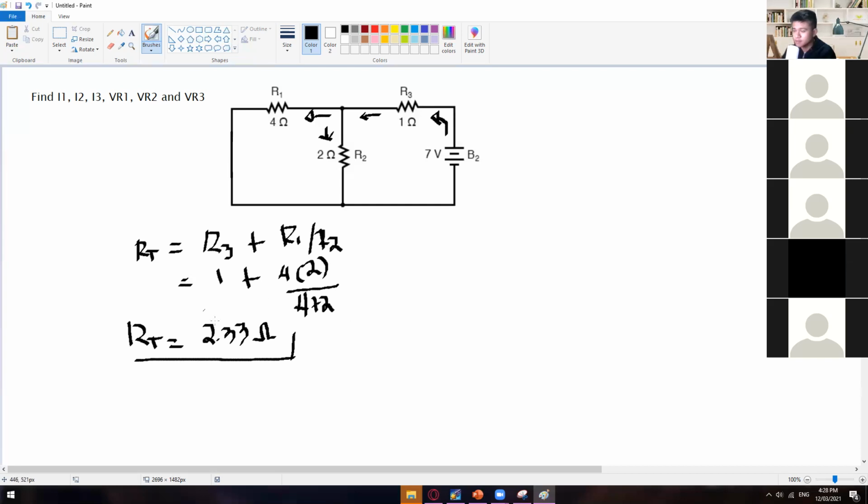Anyone who's also verifying my answers? Sir, tama, sir, 2.33. So once we're correct with our R total, then you can now proceed with our I total.